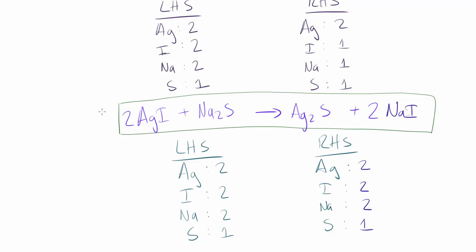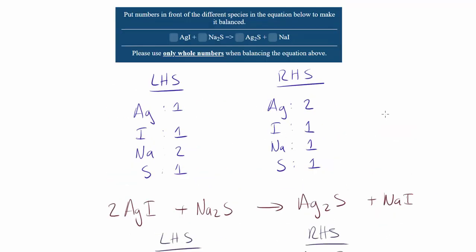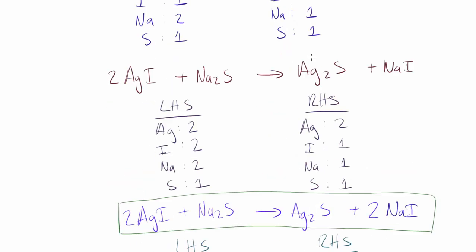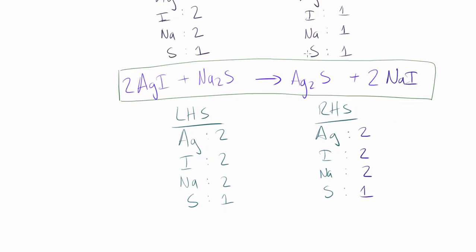And so we've got a 2 in front of the AgI, a 2 in front of the NaI, right? So the equation up here, and the other thing, these are all whole numbers, right? So as the question did specify, please use only whole numbers, and that's exactly what we've done. Put 2 here and a 2 here, right? Okay, so this would be our, as I said, this would be our balanced equation. All right.